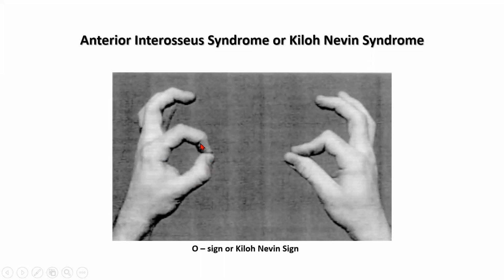This is the normal hand where there is a perfect O figure which is possible, whereas in people with this particular syndrome, you can see that the thumb flexion is lost. The FPL, flexor pollicis longus, is responsible for the thumb IP joint flexion. That is lost here, right? And the IP joint flexion of the index, the FDP of the index finger, that is lost. So whenever you ask the patient to do this OK sign, they will be doing this sign. Okay. This is called the Kiloh-Nevin sign.